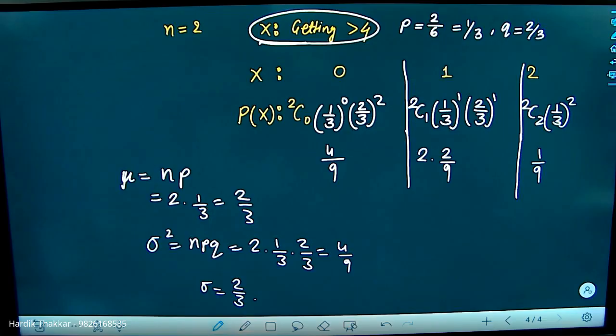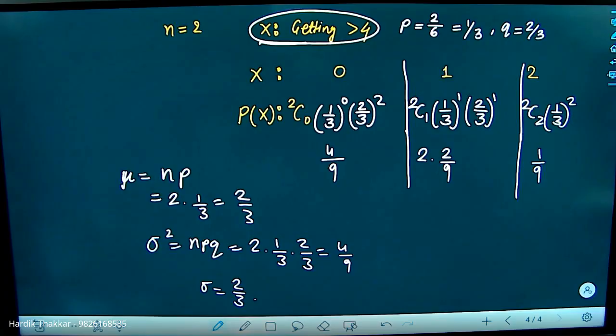So when we have 2C2, the value will be 1. If we have the same values, then it will be 1. Yes, because we have seen the property nCr is equal to nC(n minus r). So 2C2 can also be written as 2C(2 minus 2), that means 2C0. Okay.